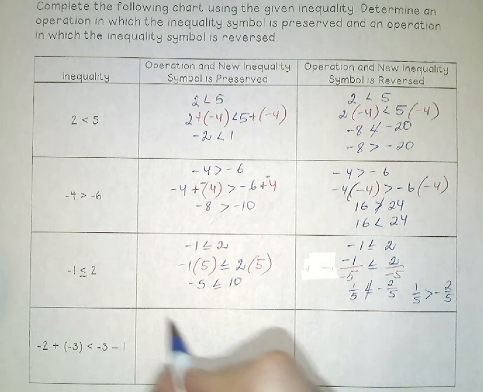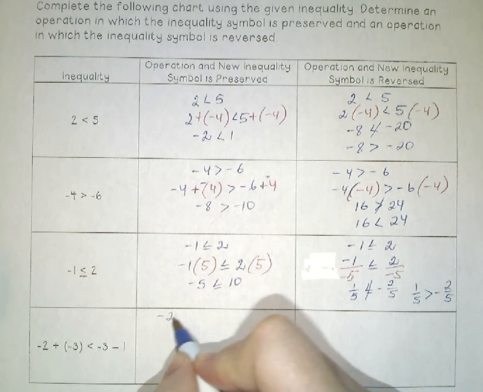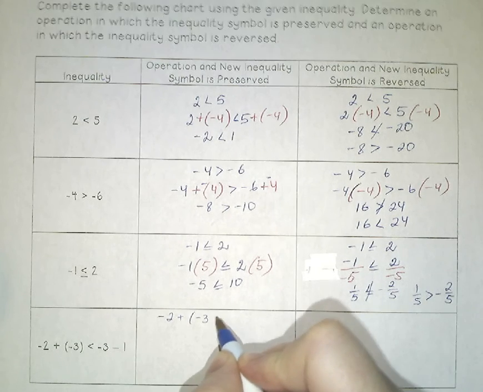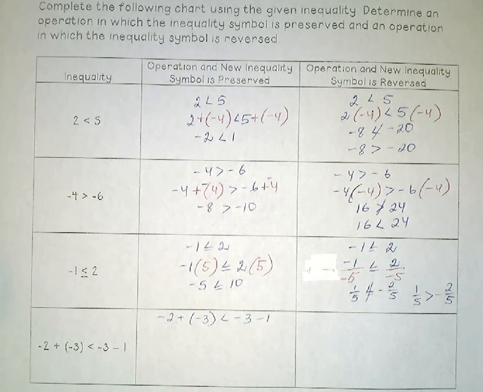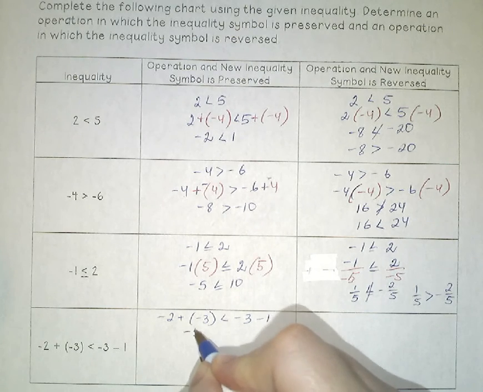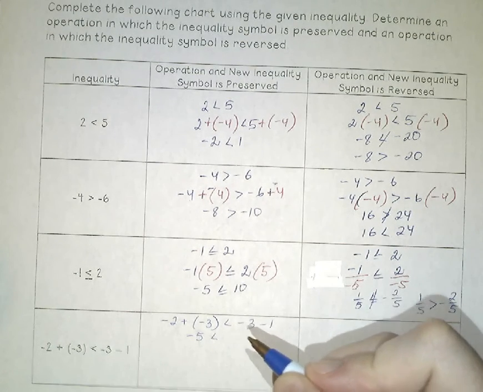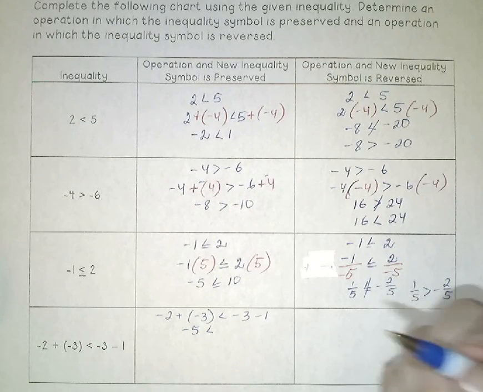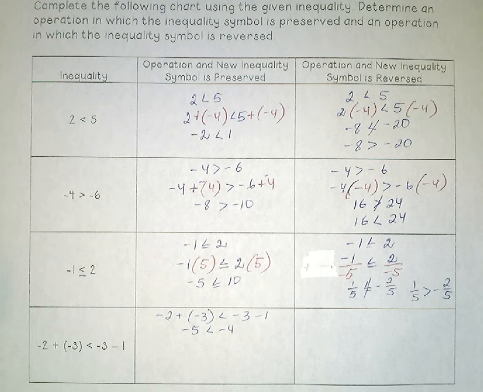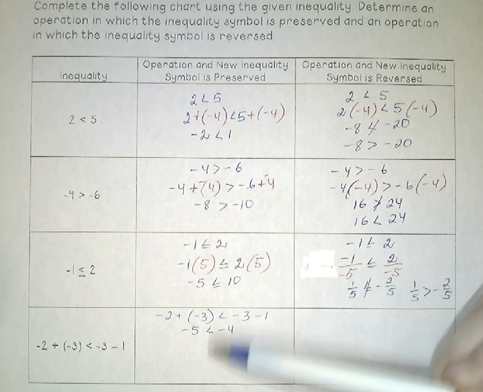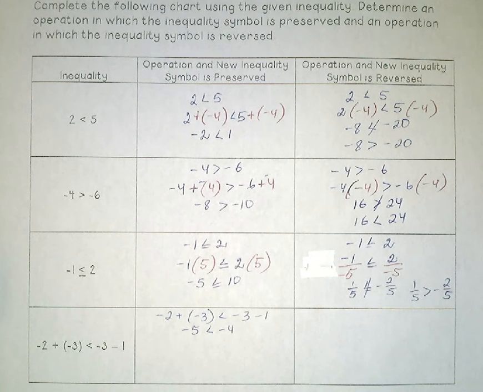Okay, and in the last one, I have negative 2 plus negative 3 is less than negative 3 minus 1. Let's combine like terms first. Negative 2 plus negative 3 is negative 5, is less than negative 3 minus 1, which is the same as negative 3 plus negative 1, is negative 4. Okay, so now we have negative 5 is less than negative 4. So we did addition, subtraction, multiplication. Let's do division by the positive number.